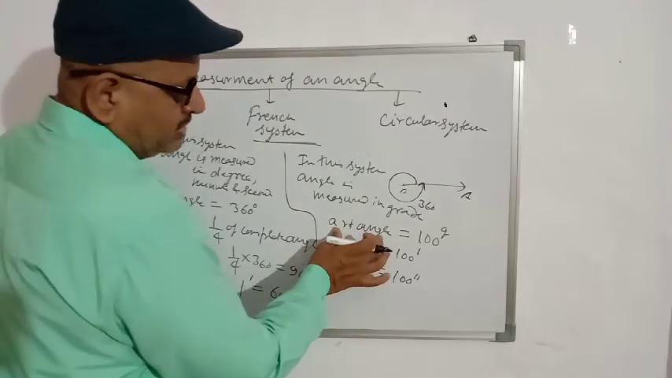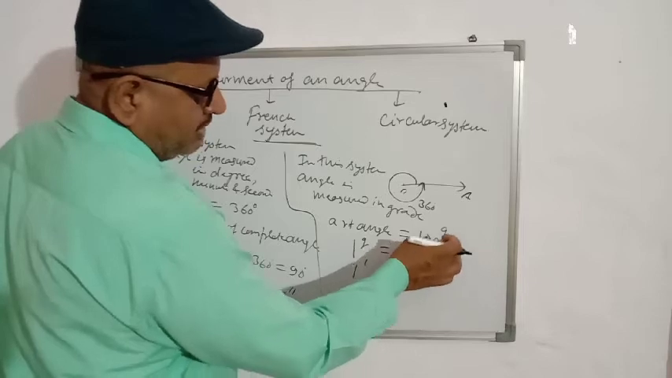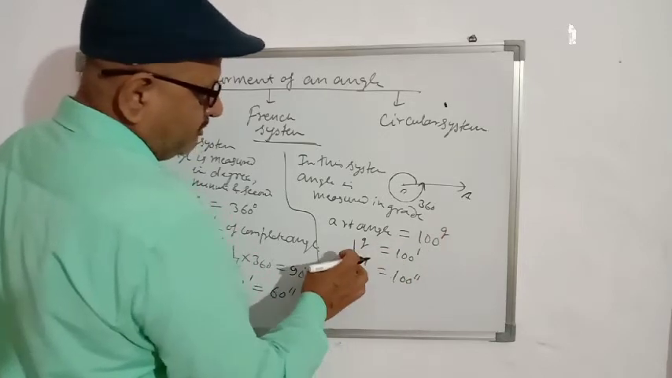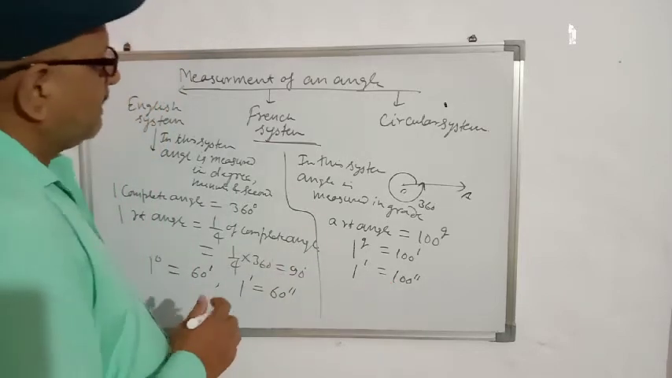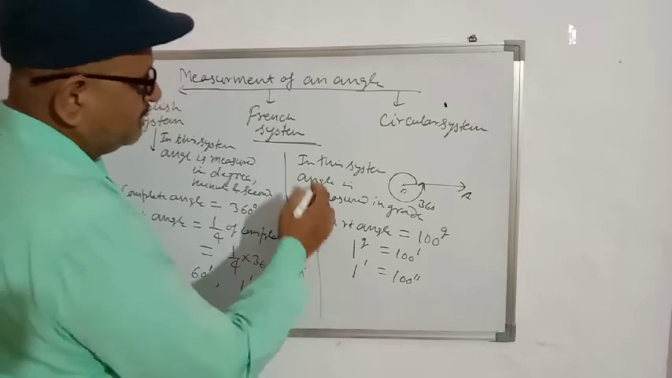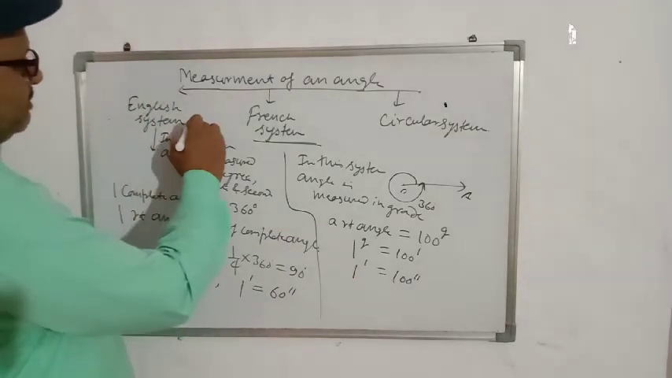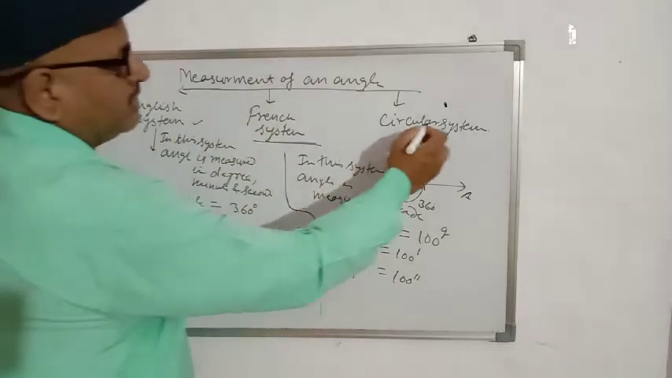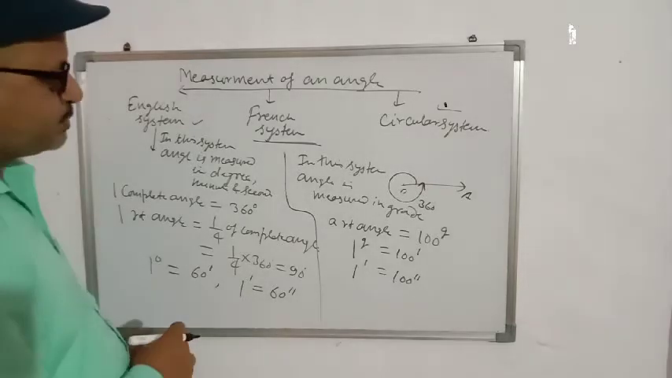One right angle means 90 degree. It is divided into 100 parts. Each part is called a grade. So 100 grade, 1 grade is equal to 100 minute, 1 minute is equal to 100 second. But this system is generally not used in the measurement of angle. We only use two systems, the English system and the circular system, to measure an angle.